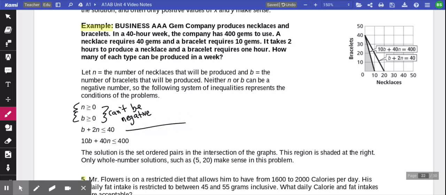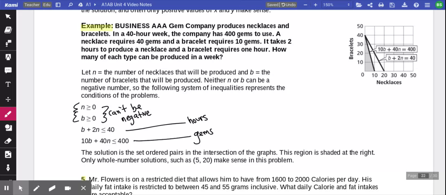Okay, so the first equation here has to do with the hours, right? 40 hours in a work week. We know it takes an hour for a bracelet and 2 hours for a necklace. So we're saying we have a restriction on the number of hours. We have to be less than how much we work. And this other one is talking about the number of gems. 10 gems for a bracelet, 40 for a necklace, right?